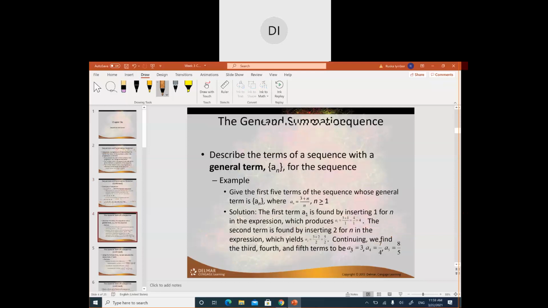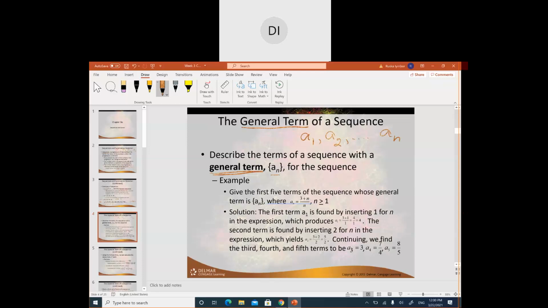Okay, and then the general term of a sequence. What is the general term? The general term is the rule or the formula for how to calculate each term. Remember, the sequence is given with A1, the first term, A2, the second term, and so on. An is the nth term, and this is also called the general term.